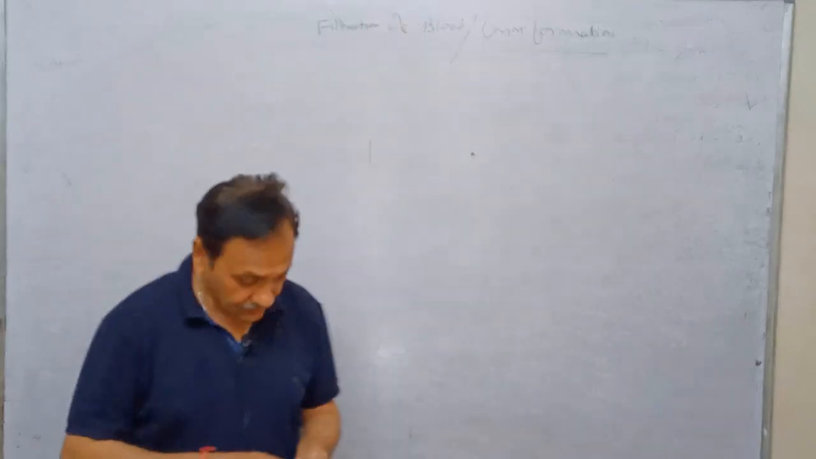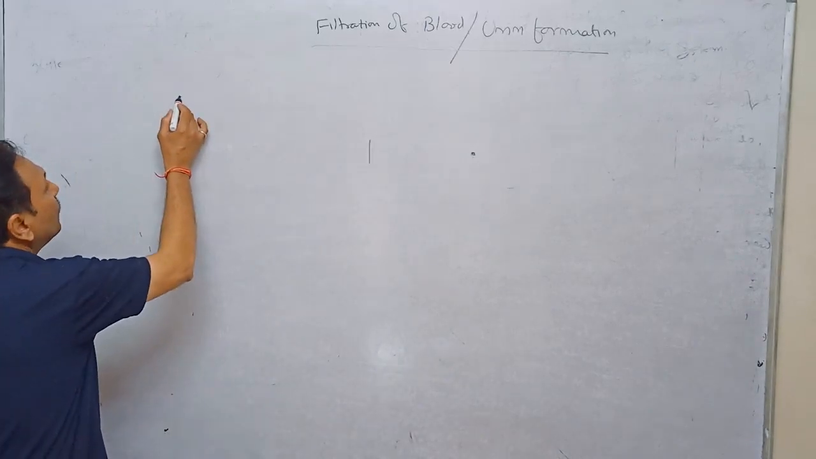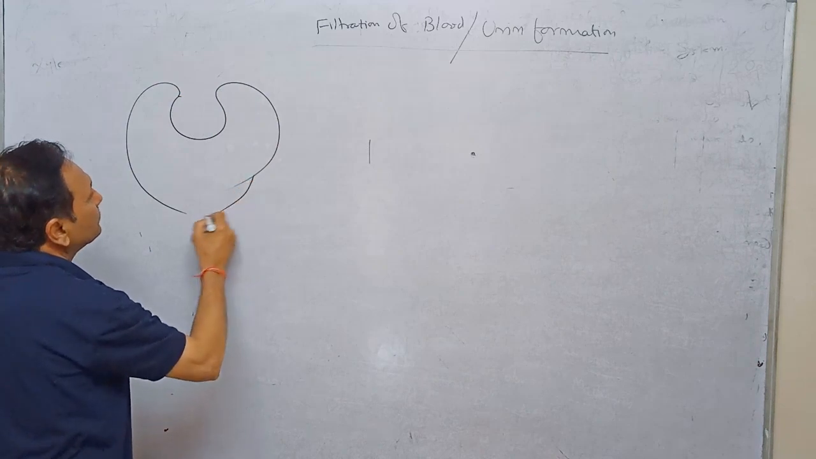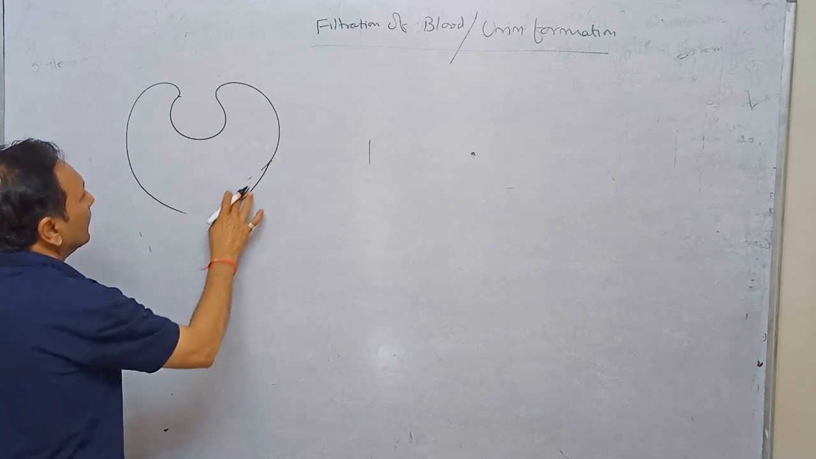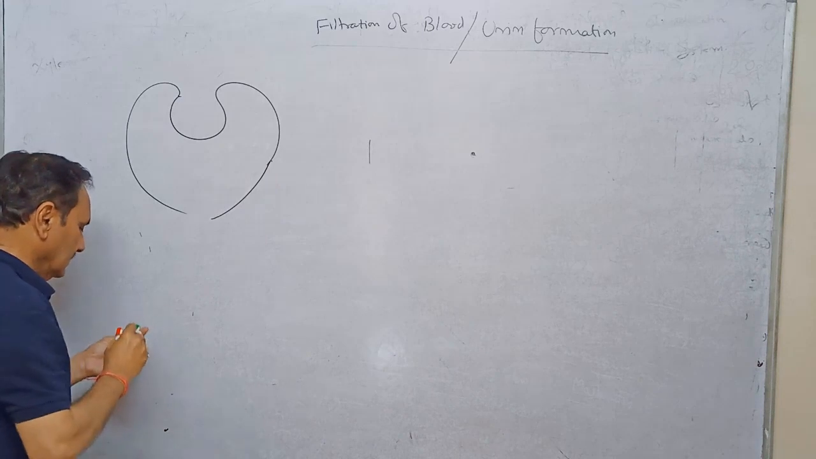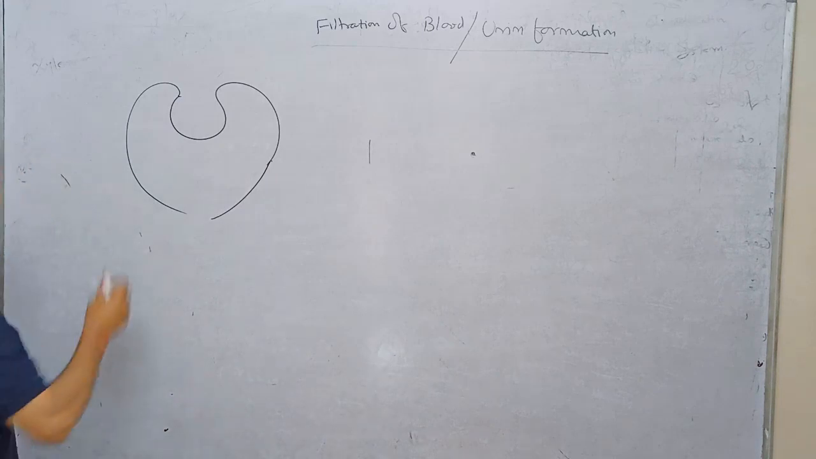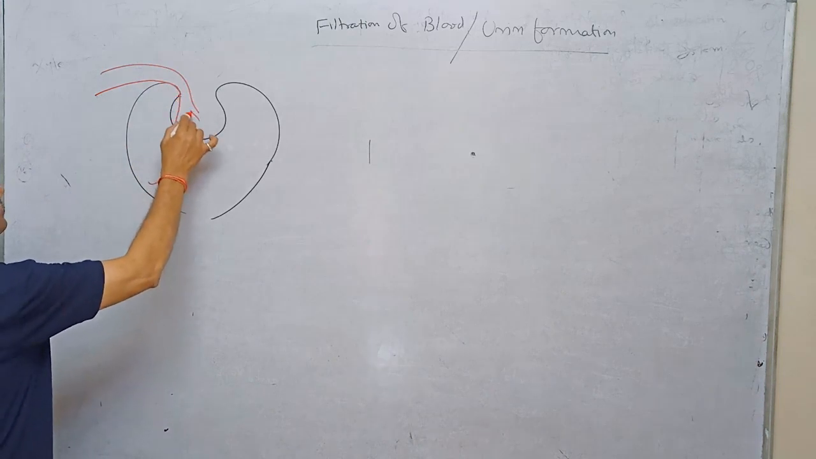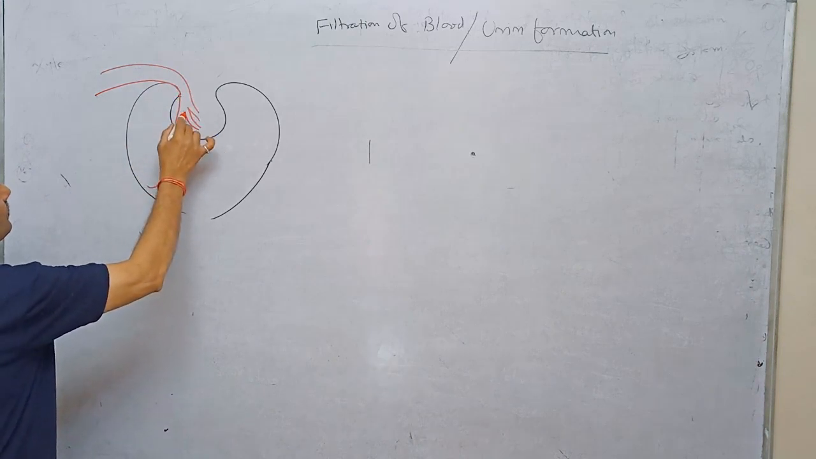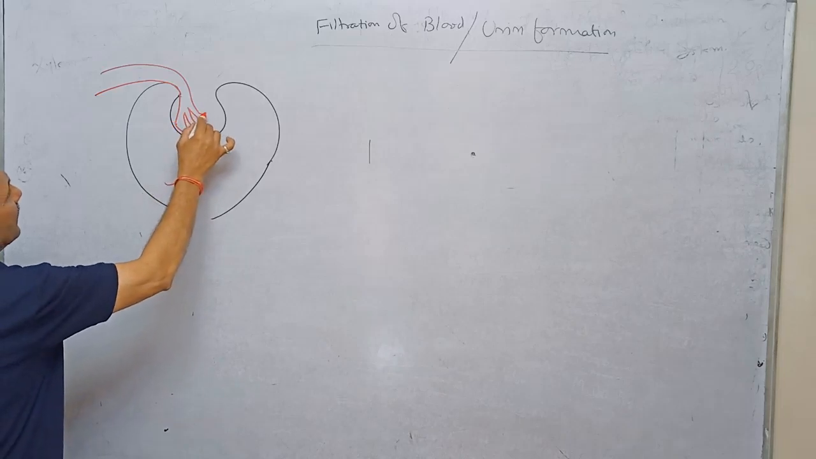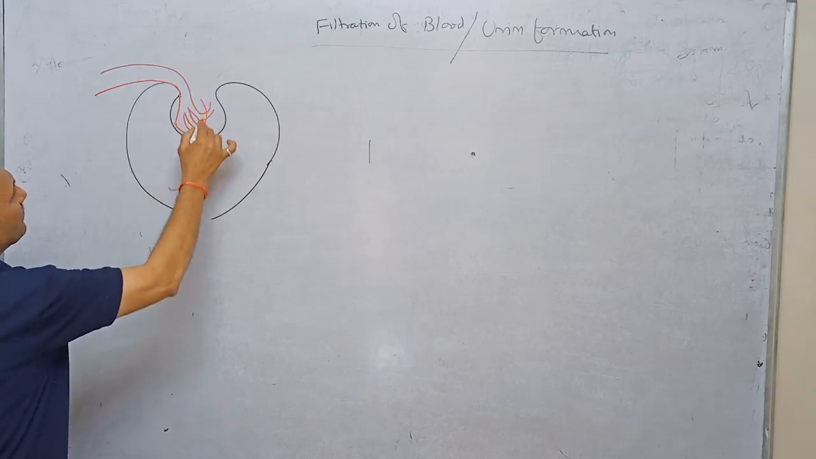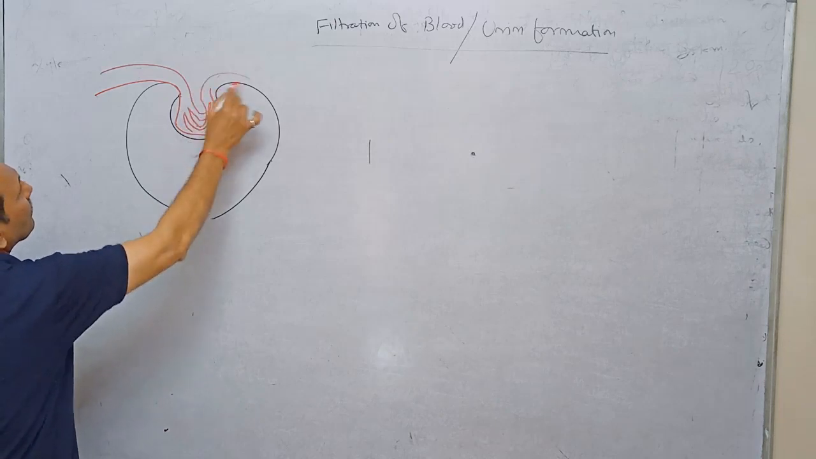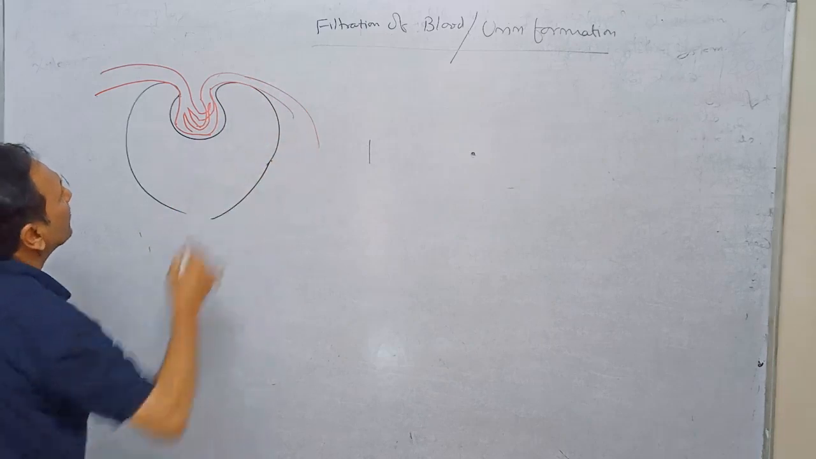We have discussed that the nephron has a Bowman's capsule, and the afferent arteriole inserts inside it, divides into two, three or four parts, and ultimately combines to form the efferent arteriole.